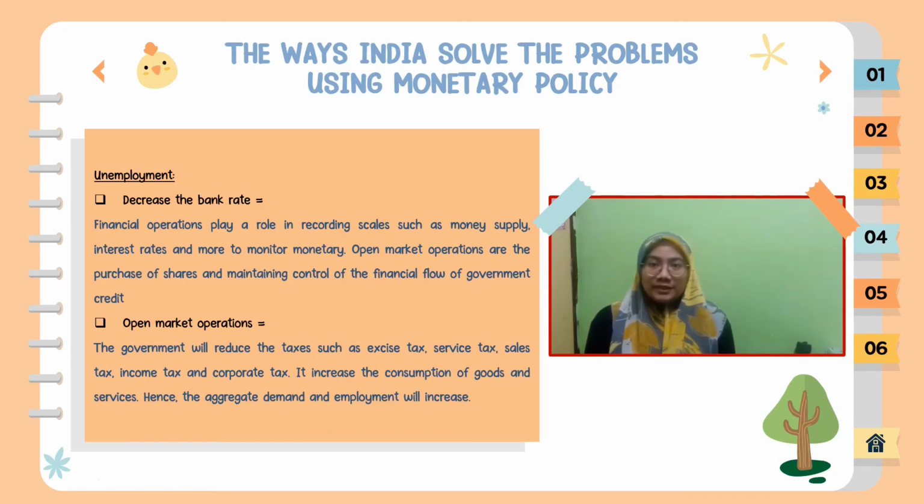On the fiscal side, the government will reduce taxes such as excise tax, service tax, sales tax, income tax, and corporate tax. It increases the consumption of goods and services. The aggregate demand and employment will increase.